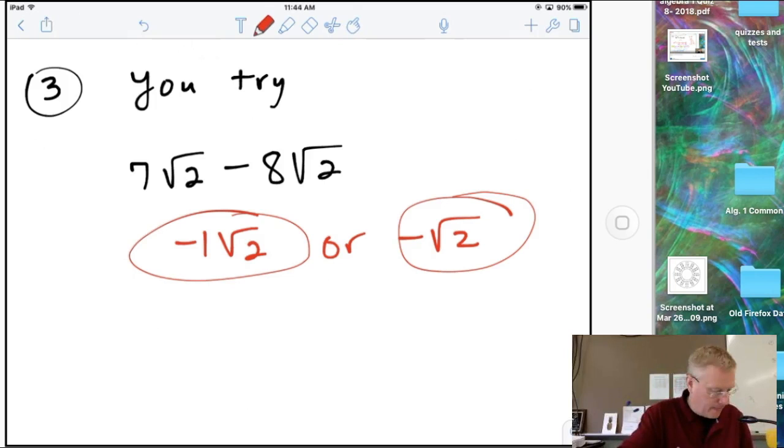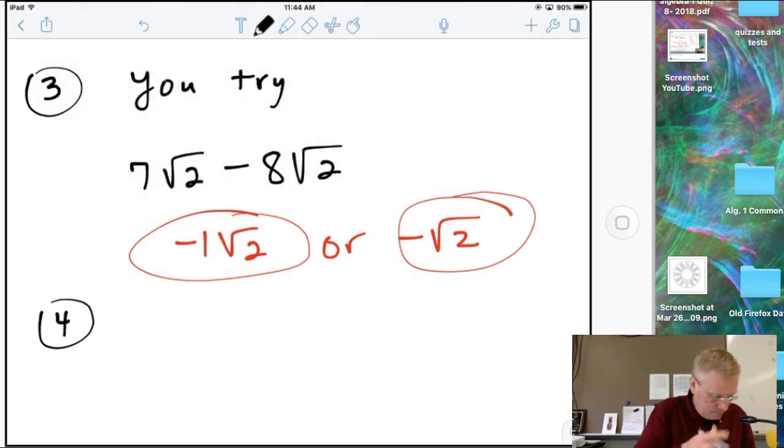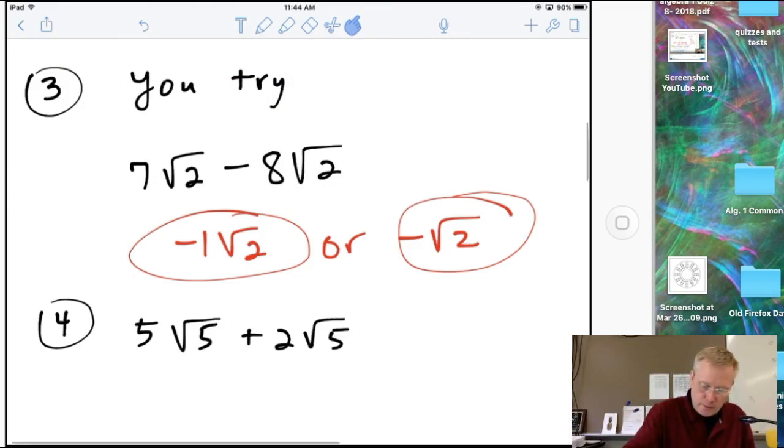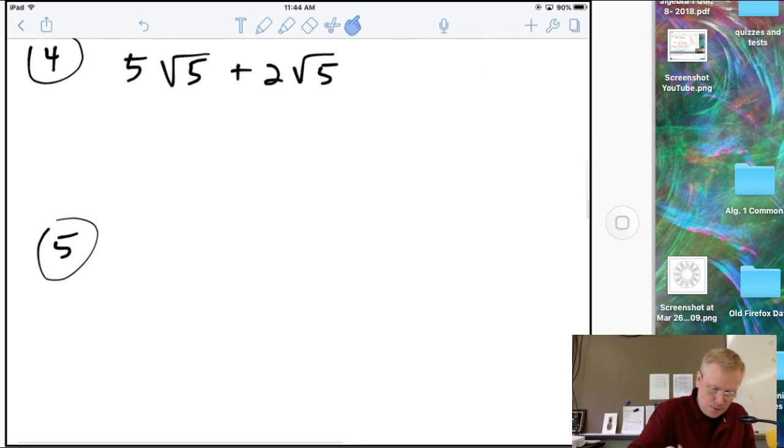Okay, number 4. 5 root 5 plus 2 root 5. What do you get for that one? Do that one on your own also. Number 5. Root 3 minus square root of 12.